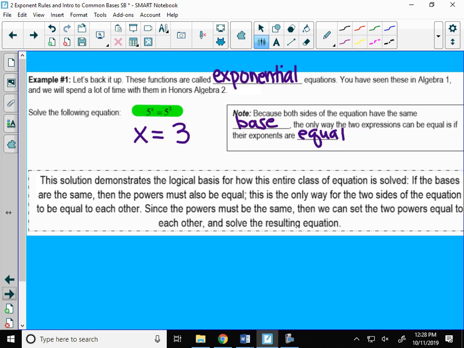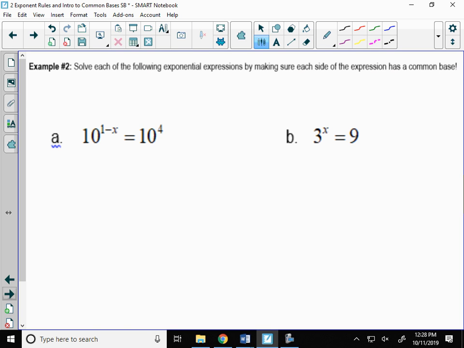Now, that was a really basic example, so we're going to make it a little bit more challenging here, but the idea is, our goal to solve these is we're going to manipulate the equations around so that I get the same base on both sides. So let's start with a really simple one. A, again, simple. I have the same base, right? 10 to the 1 minus x and 10 to the 4th. Since they have the same base, in order for those sides to be equal, I have to take the exponents equal to each other. If the base is the same, that means the exponents have to be the same. And then I solve the equation for x.